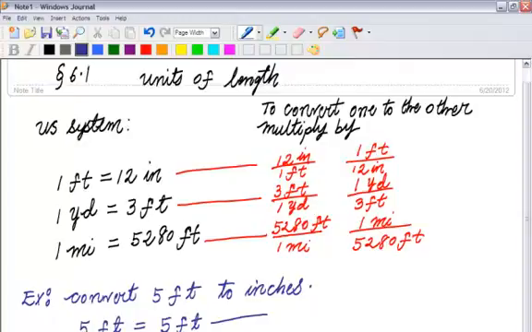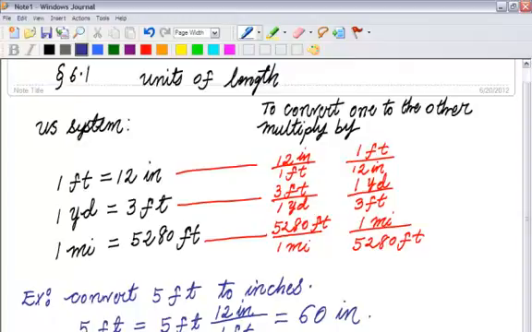Okay. So I have 1 feet, and then 1 feet is the same as 12 inches. So that's it. I multiply this way, and what do I get? Note that feet and feet cancels out. I have 5 times 12 inches, which is 60 inches, right? Any questions?